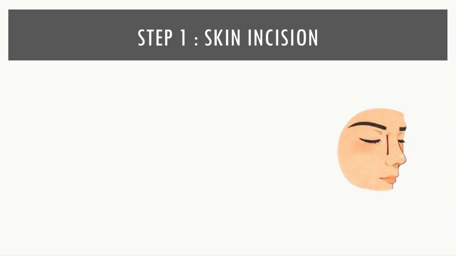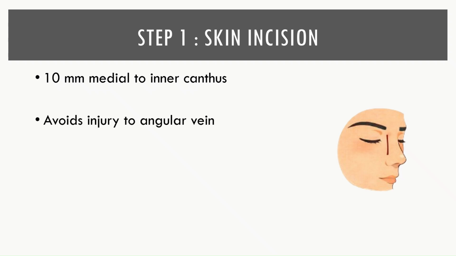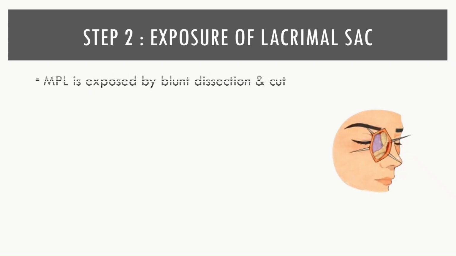The procedure begins with a vertical skin incision placed about 10 mm medial to the inner canthus, carefully avoiding the angular vein. Then, the medial palpebral ligament is exposed by blunt dissection and is cut with scissors.